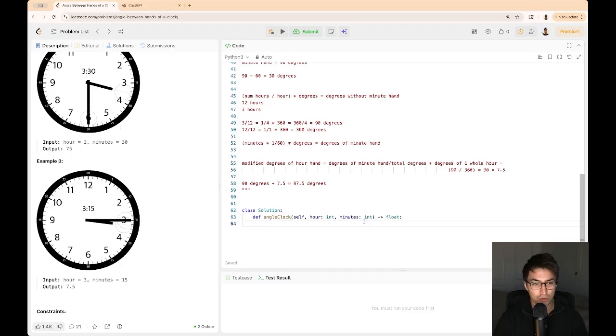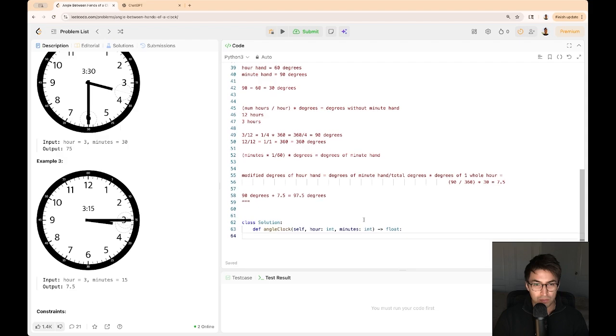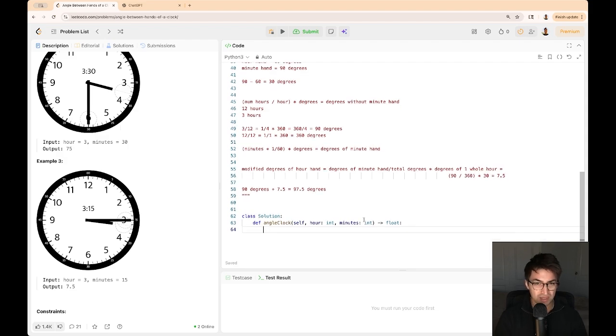Okay, so to get the hour degrees without the minute hand equals the total amount of hours, 12 divided by hour, rather, times the total amount of degrees, which is 360. Minute degree equals minutes times 1 divided by 60 times the total amount of degrees, which is 360.